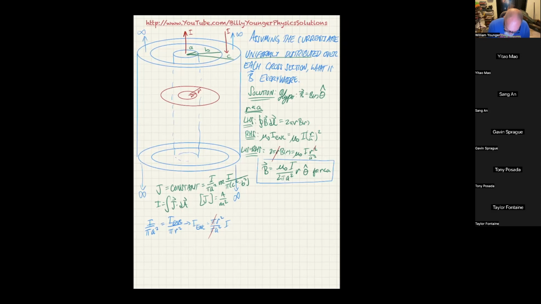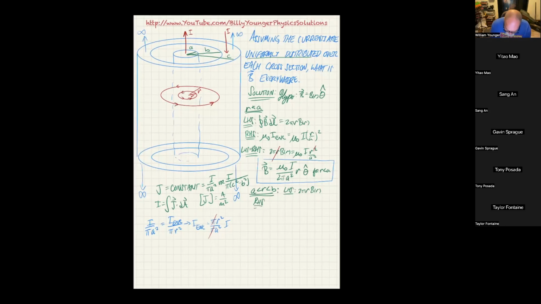But let's do the next part. The next part is going to be done as a is less than r is less than b. So again, the left-hand side, I think you can tell immediately, is going to be 2 pi r times B of r. And the right-hand side is really easy in this case because it's the entire current. Notice I didn't draw it here, but I should have. I'm integrating around this direction, and that's consistent with the I being in the positive direction.